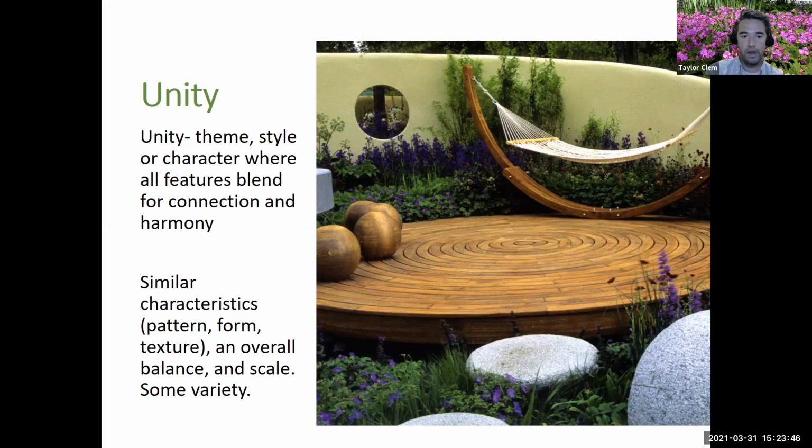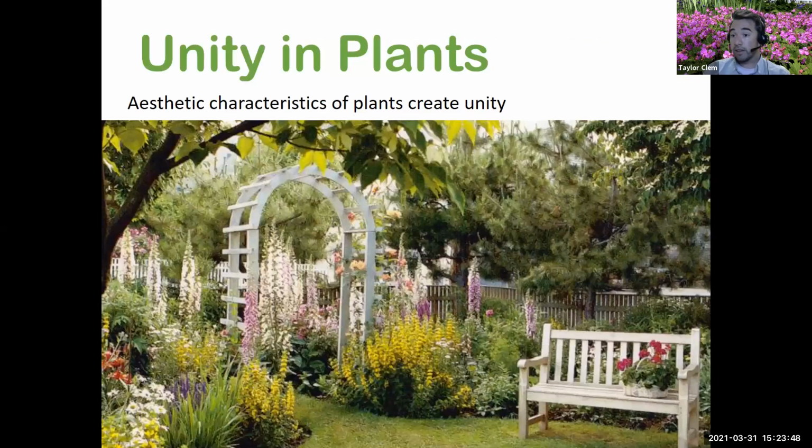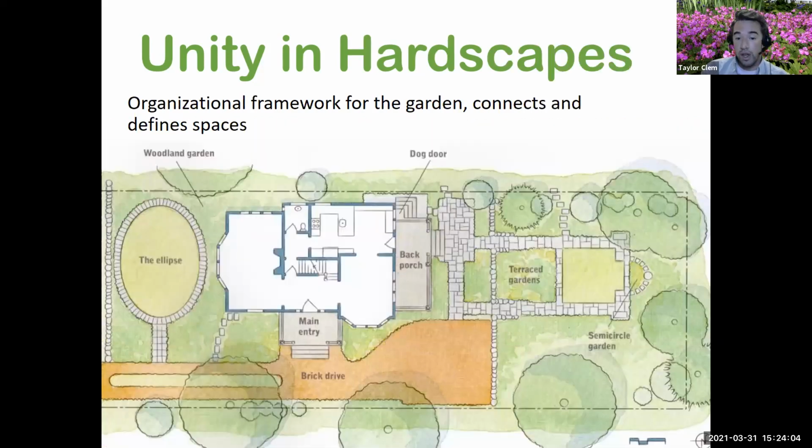But you can pick unity in plants. So in this one, it's unity in the plant form. It's those spike flowers. That is what's creating that uniformity in the plant selection. So you're having uniformity in the flowers, and in hardscapes.